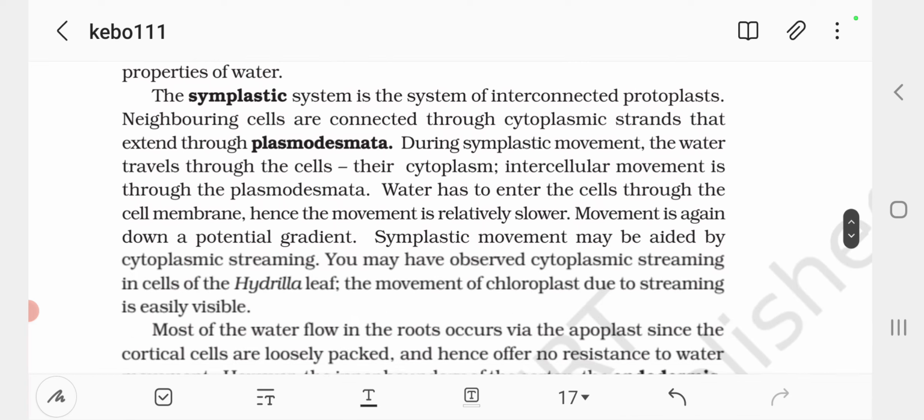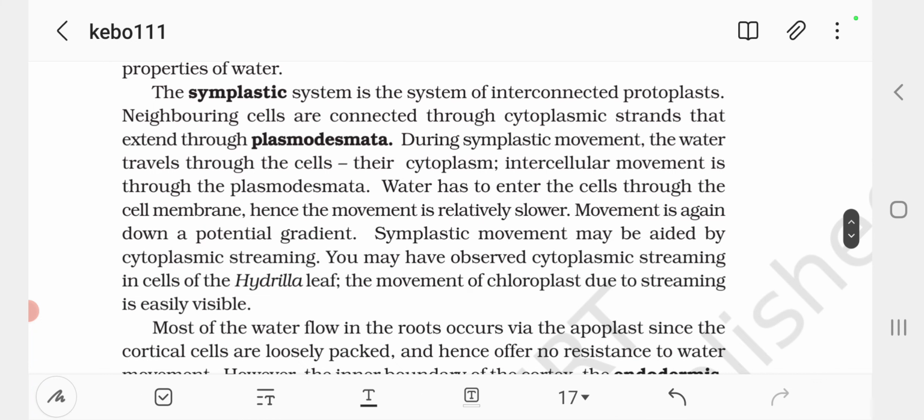The symplastic system is the system of interconnected protoplasts. Neighboring cells are connected through cytoplasmic strands that extend through plasmodesmata. During symplastic movement, the water travels through the cells, their cytoplasm. Intercellular movement is through the plasmodesmata. Water has to enter the cell through the cell membrane, hence the movement is relatively slower. Movement is again down a potential gradient.